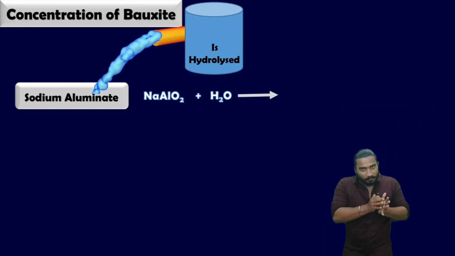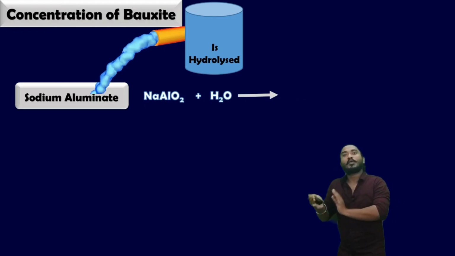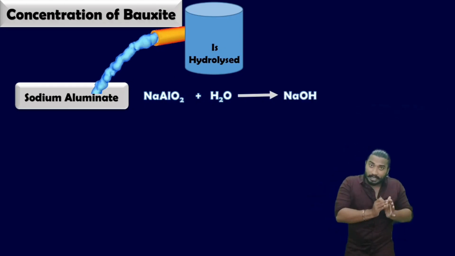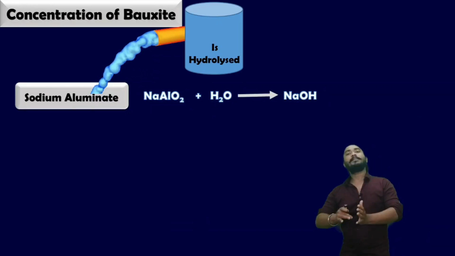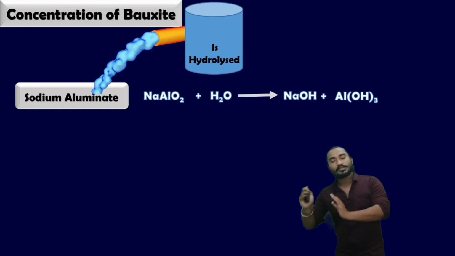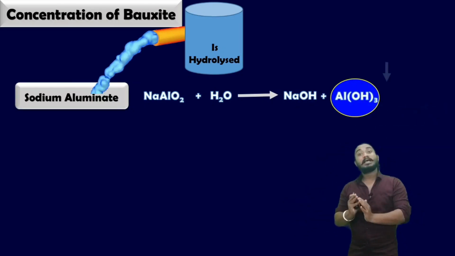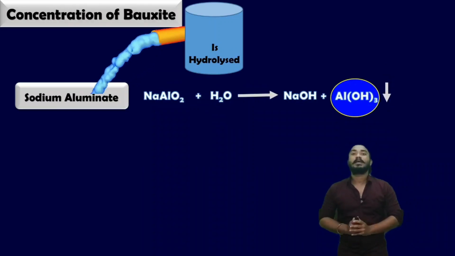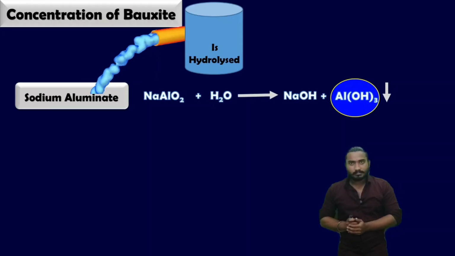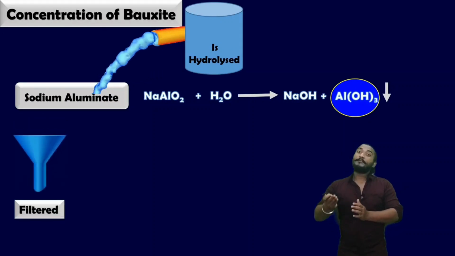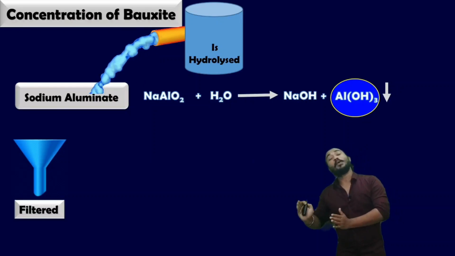Sodium being a metal, when it combines with water, makes sodium hydroxide. Aluminate, that has a formula of aluminium and oxygen, when it combines with water, makes aluminium hydroxide. Now this aluminium hydroxide is obtained as a precipitate. This precipitate is not at all useful for us as it is. So what do we do? We filter this precipitate. We remove the excess amount of impurities.